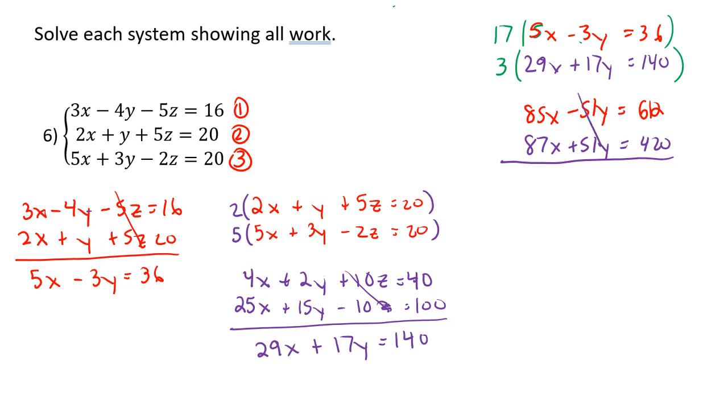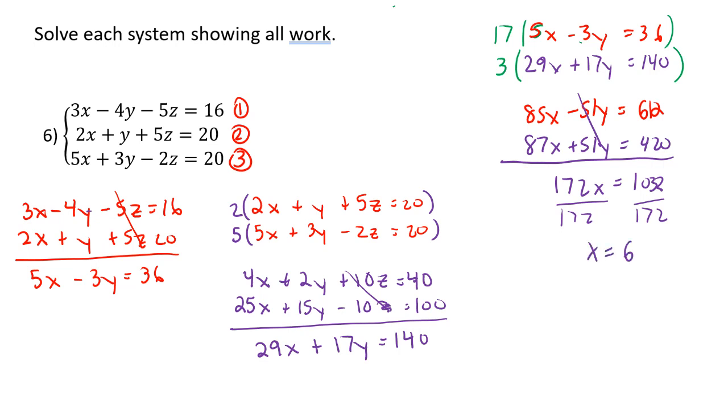85 plus 87 is 172x. 612 plus 420 is 1032. Divide both sides by 172. We're going to get x is equal to 6.